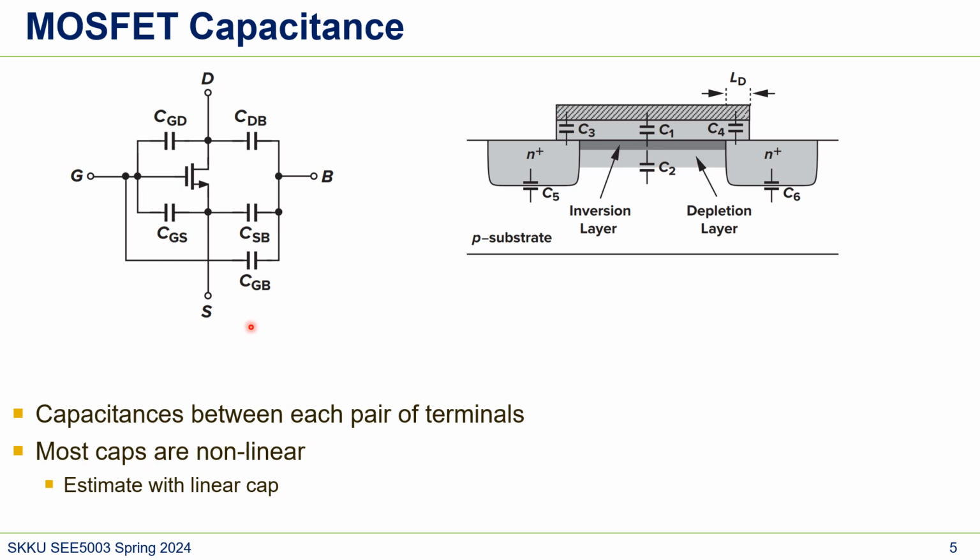And the tricky part is that these caps are nonlinear. You know what it means? It means that depending on the voltage, depending on the operating point, capacitance is changing. So what we usually do is estimate a linear cap at a certain operating point.